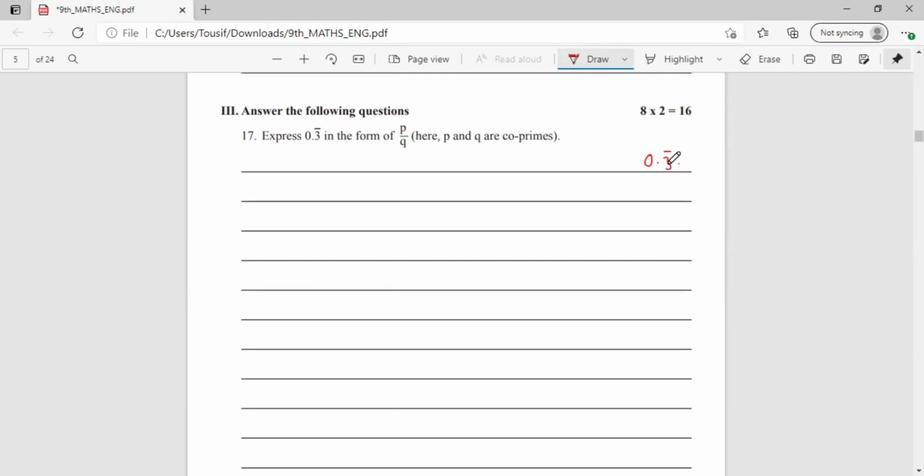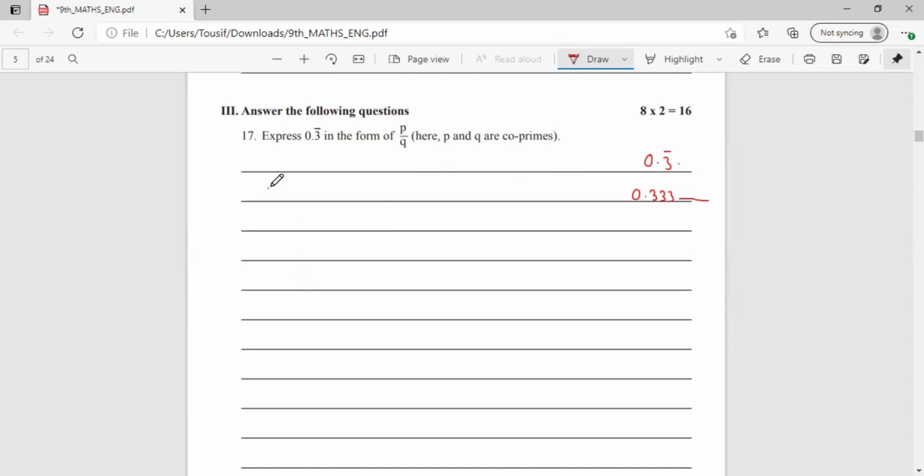On whichever number the bar is placed, that number is repeated. We can write that number repeatedly, like 0.333 several times. Whatever number of times you want to write, you can write down. That is the meaning of bar. Okay, so let us begin.